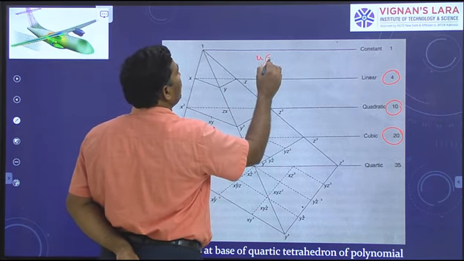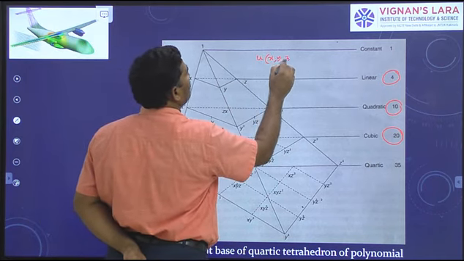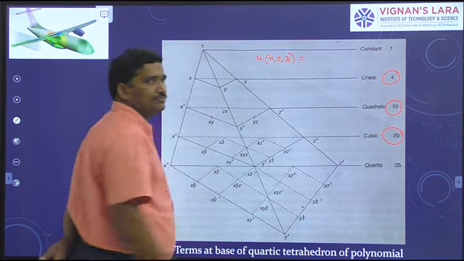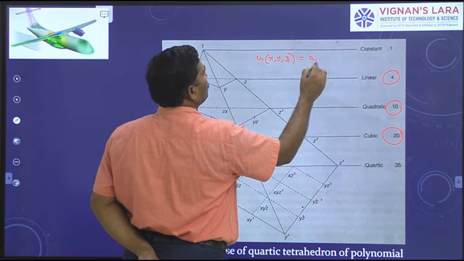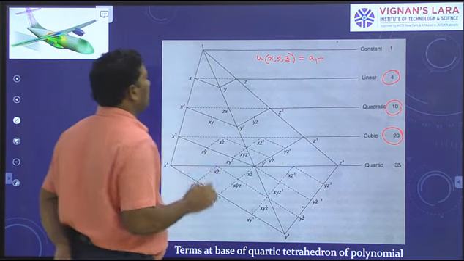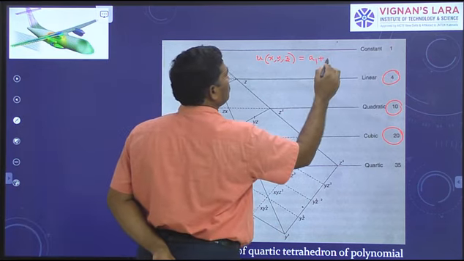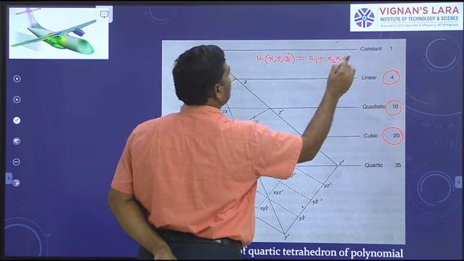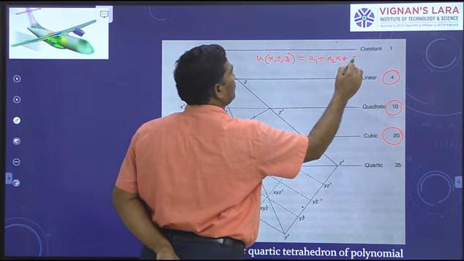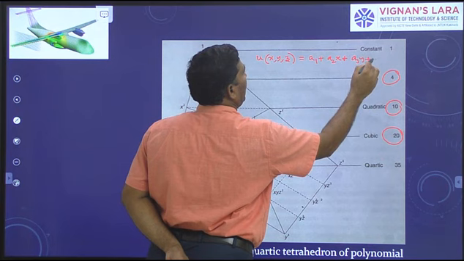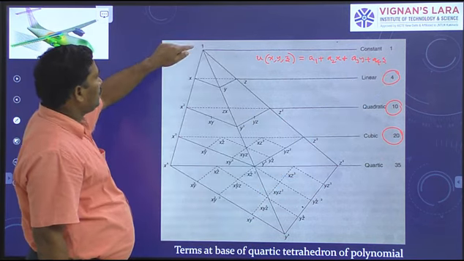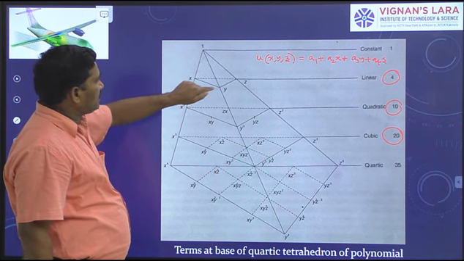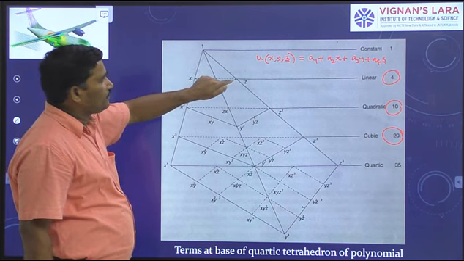I take n equal to 1, then I write u. u is a function of variables x, y and z, which equals, say, a1 into 1 plus a2 into x plus a3 into y plus a4 into z. This is how I write: a1 into 1 plus a2 into x plus a3 into y plus a4 into z.